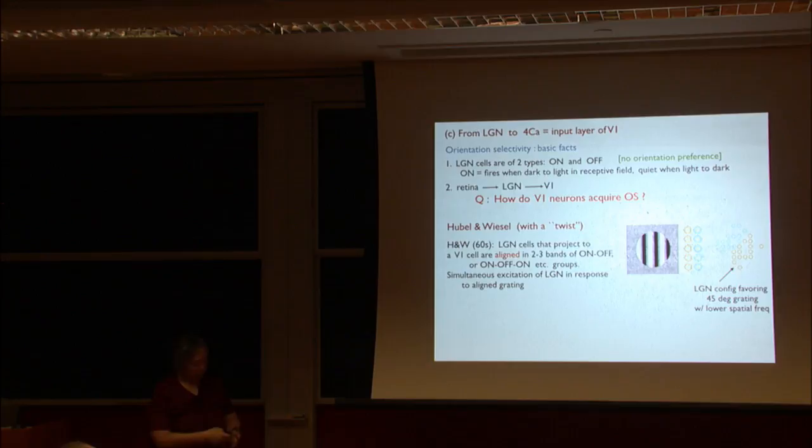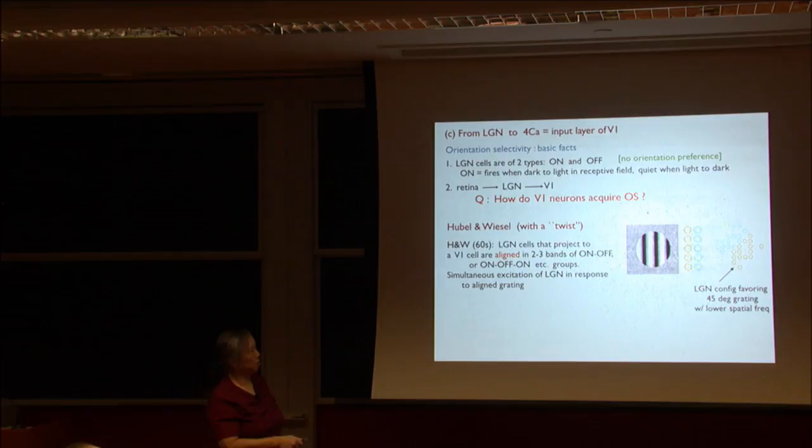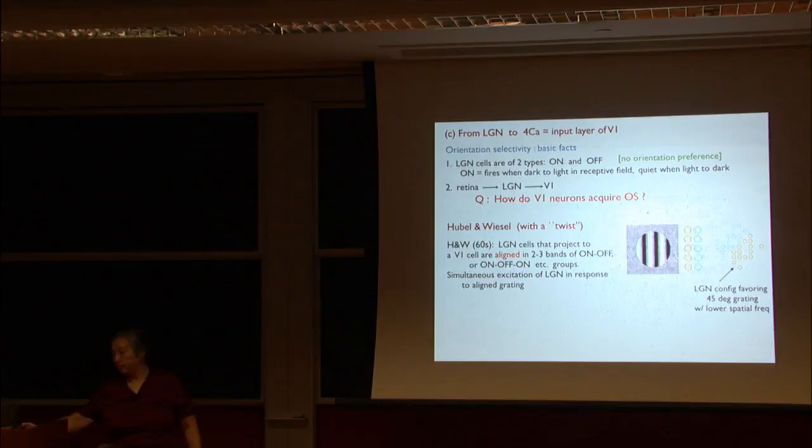So for example, here's another configuration, where another V1 cell may be connected to this bunch of LGN cells. This one would like a grating going at 45 degrees, and it would like a grating where the width is wider than this one. Basically, it likes it when everybody is excited and the whole is greater than the sum of its parts. So if all of them are excited, the V1 cell gets super excited. Okay.